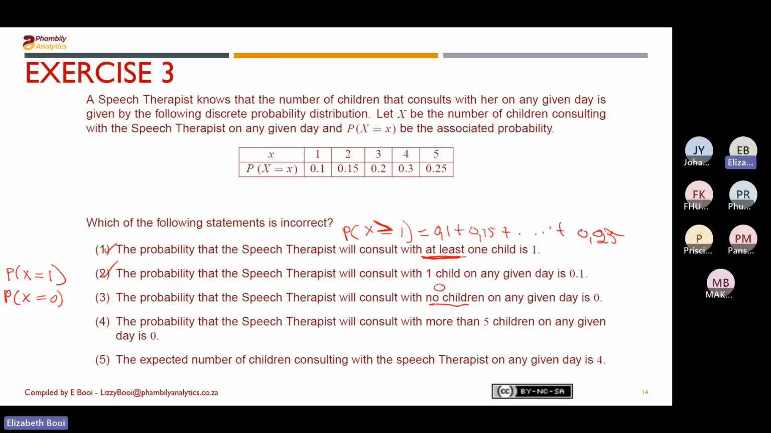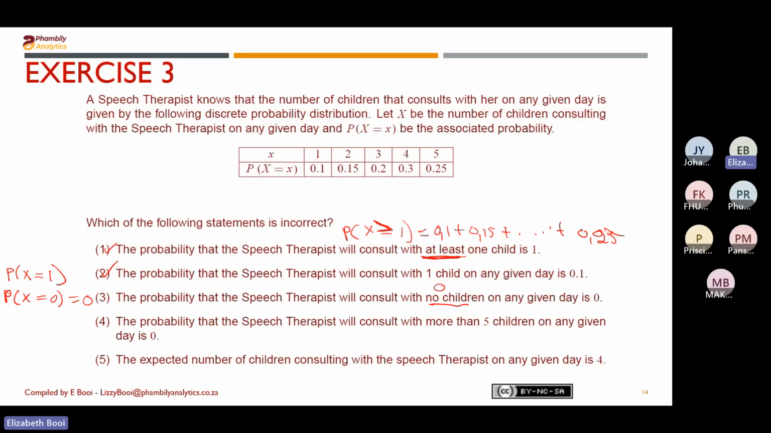So it's not always going to be equal to 0, because sometimes there might be some data where a therapist didn't consult with any child on any given day, and they can also count that. But for this example that we have, because the table starts with 1 and 0 is non-existent, it's uncertain. So that probability is always going to be equal to 0.